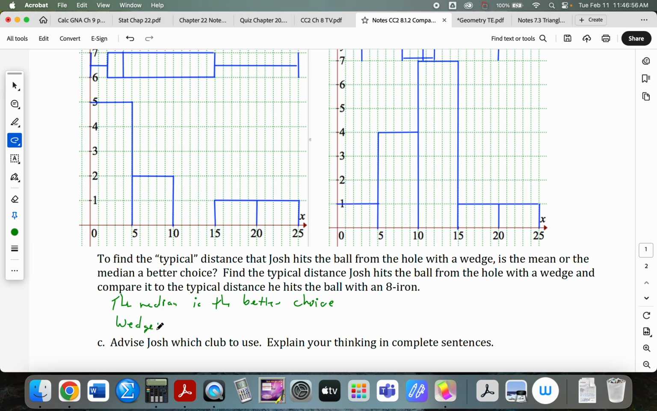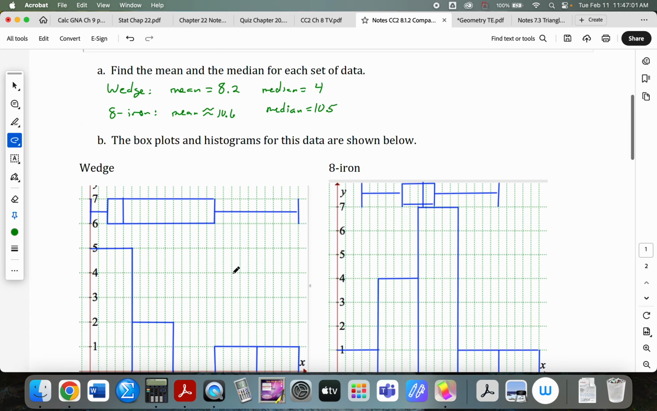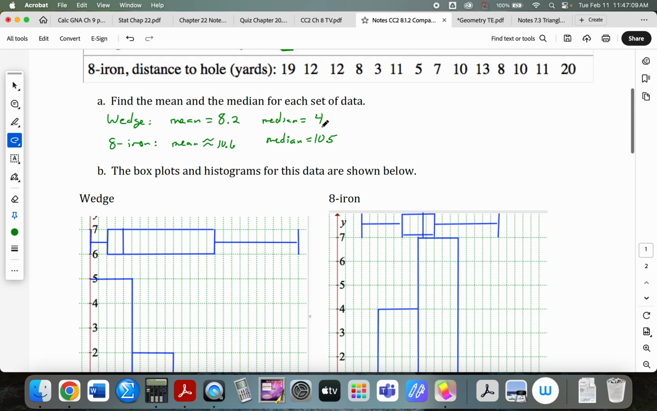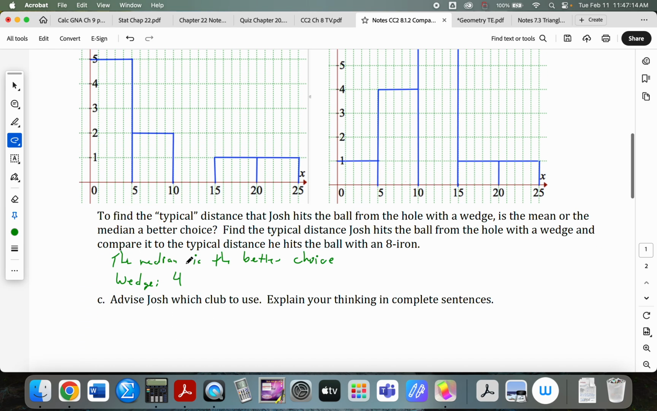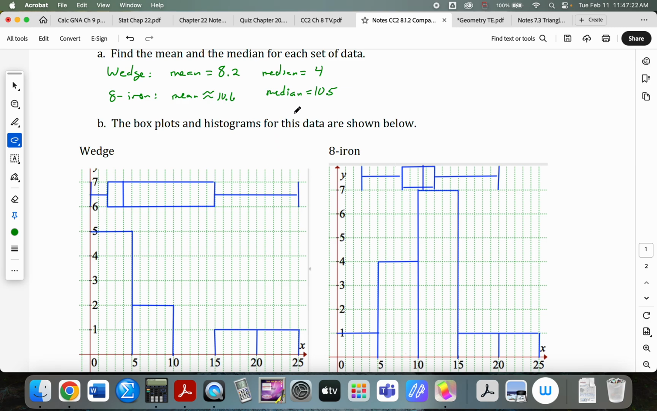So with a wedge, the typical distance is what? 5. Pardon? 0 to 5. No, the typical distance. It's about 4. When we say the typical distance, we're not looking for a range of values. And then for the 8-iron, did it really matter which one of these we use? No, because this is not really skewed to one side. It's fairly what we call normal looking.